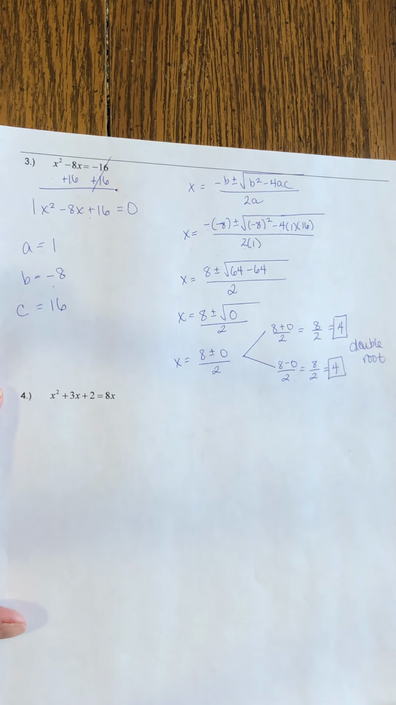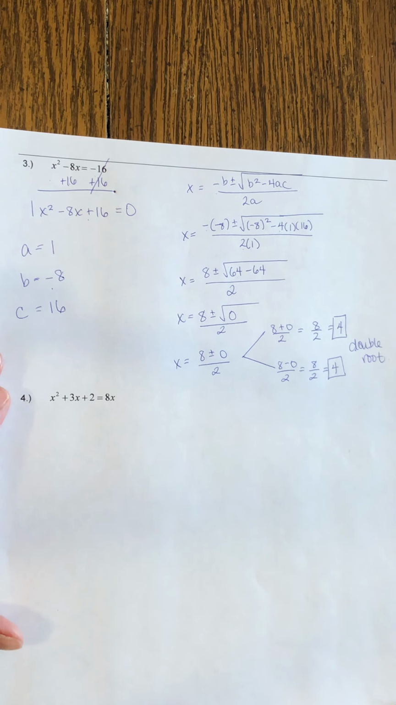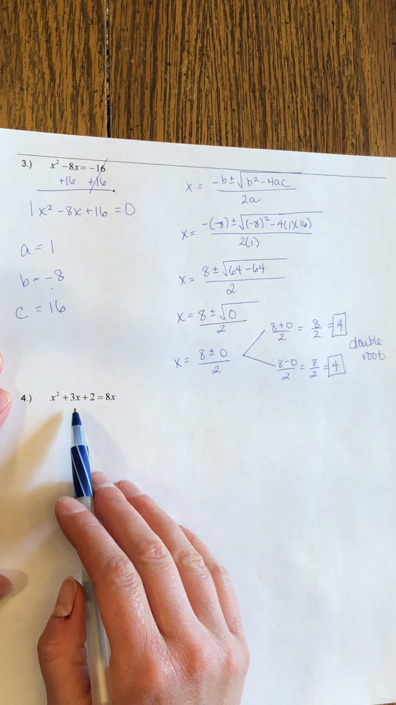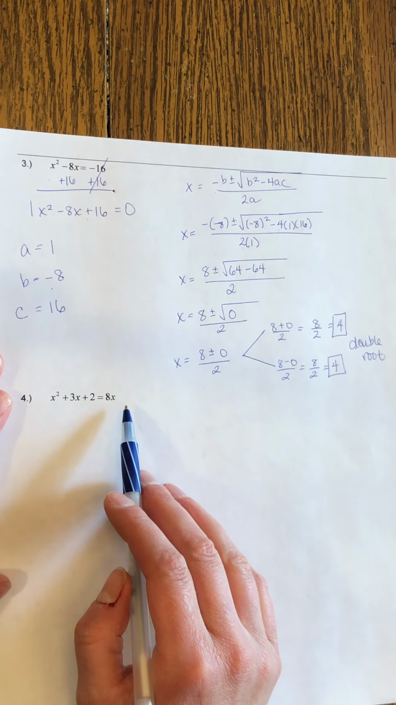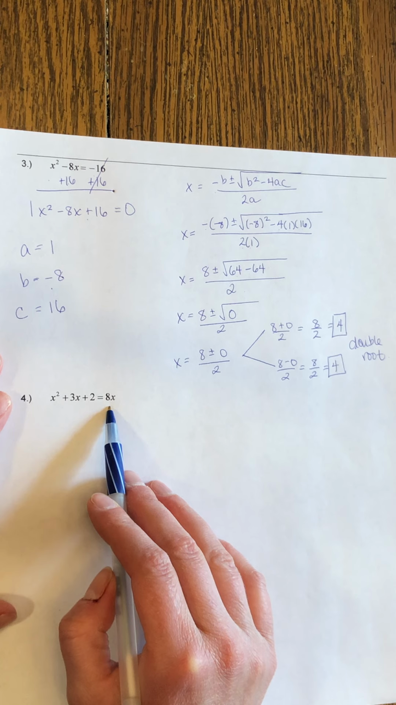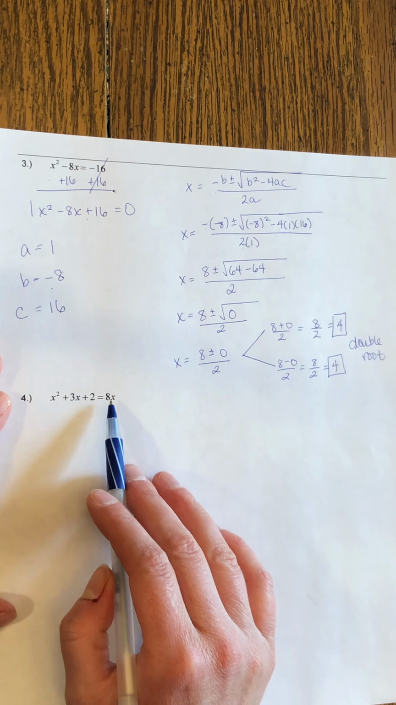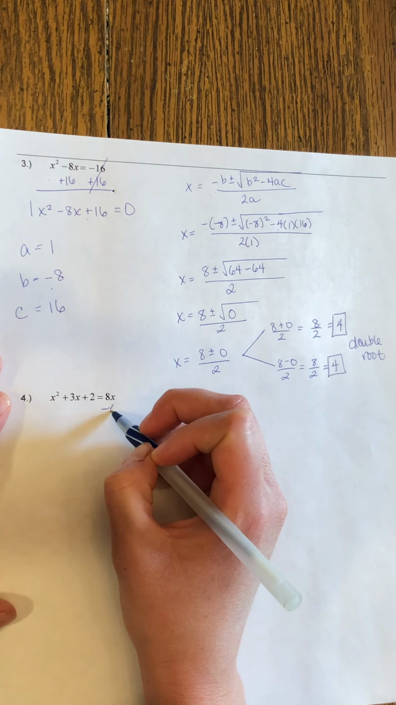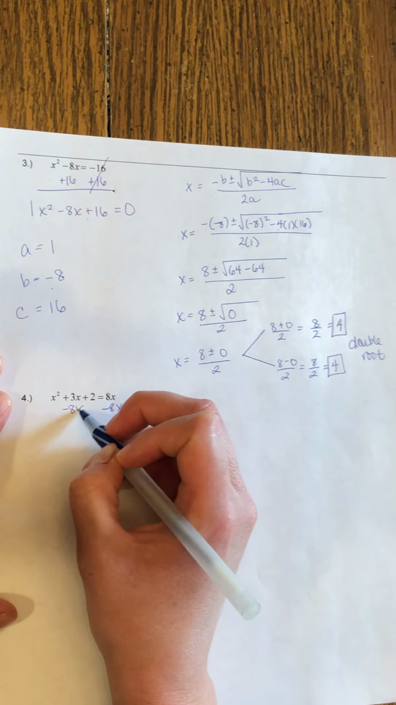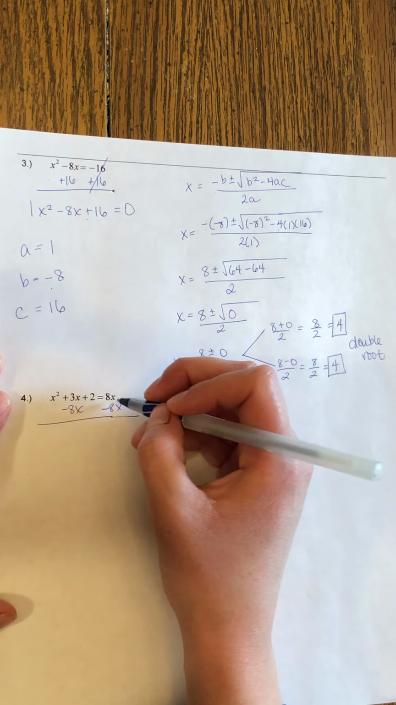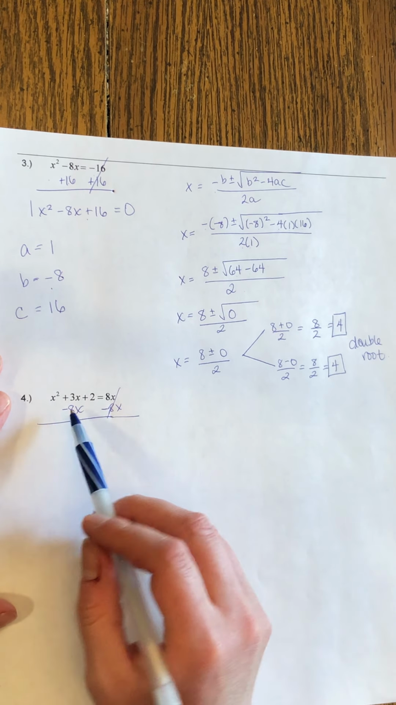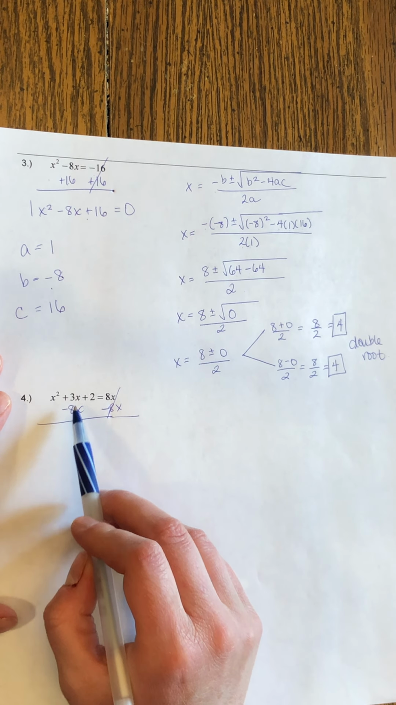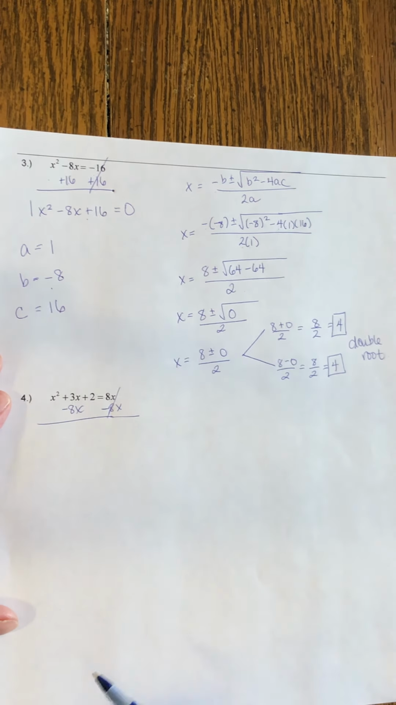All right, and then the last example for today says x squared plus 3x plus 2 equals 8x. Again, we do not have 0 on one side of the equation. The easiest way to get 0 on one side is to move the one term, this 8x, to the left. So in order to do that, I would have to subtract 8x from both sides. Now, I need to subtract 8x from 3x because those are like terms and I can combine them.